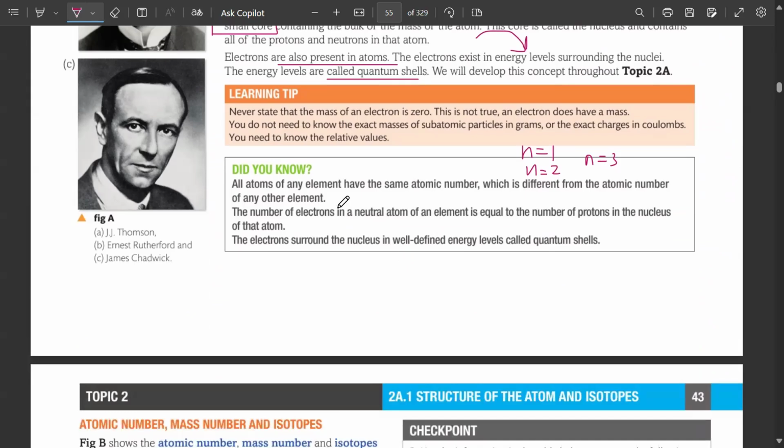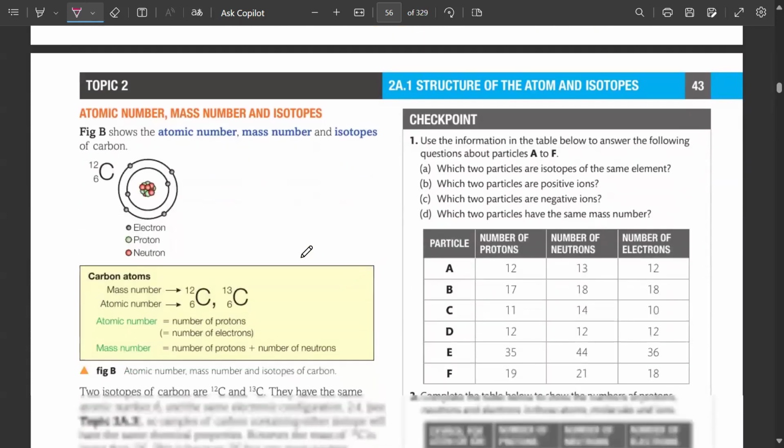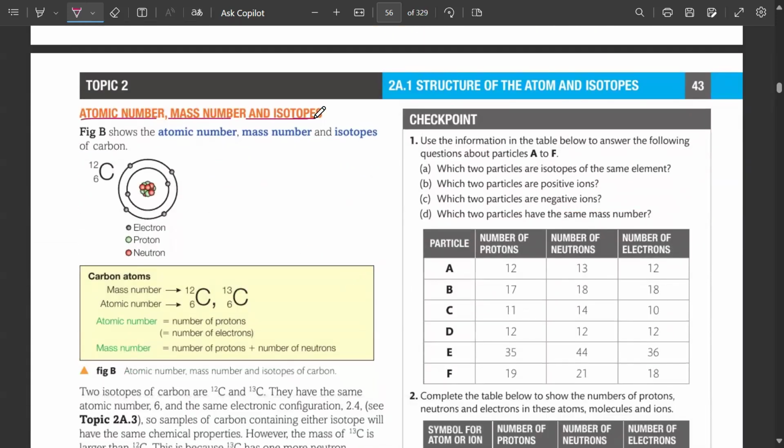All atoms of any element have the same atomic number, which is different from the atomic number of any other element. If you want to look at a periodic table, how do you find any atom? By using the atomic or the proton number. So what is atomic mass and isotope? Let's see that. If you look at a simple scientific notation, for example, calcium 40 20, okay.